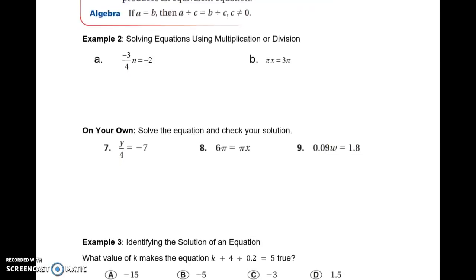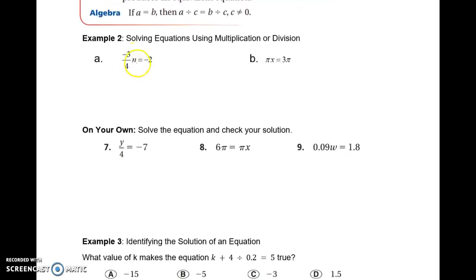So looking at these examples, we've got negative 3/4 and n. When they are squished together, that implies multiplication. So what is the opposite of multiplying n by negative 3/4? You're going to divide this side by negative 3/4. Okay, fraction bar just purely means divide. So if you're using a calculator, you can just type this side in.